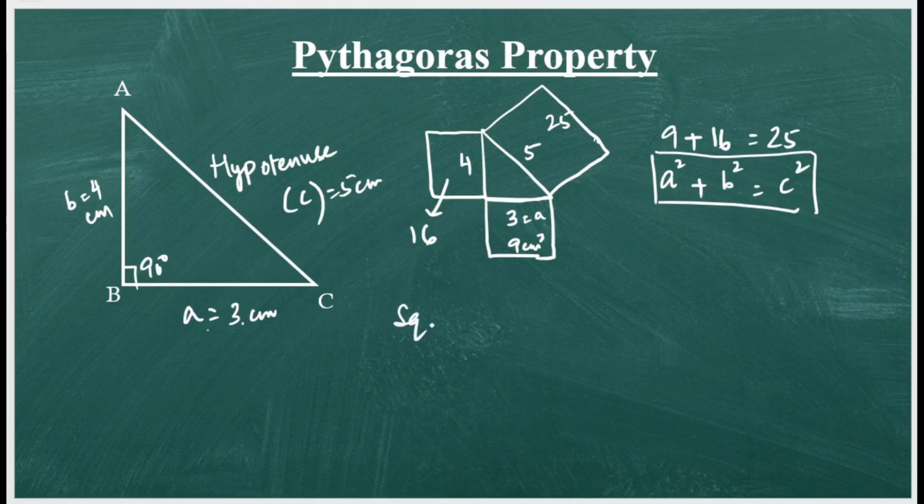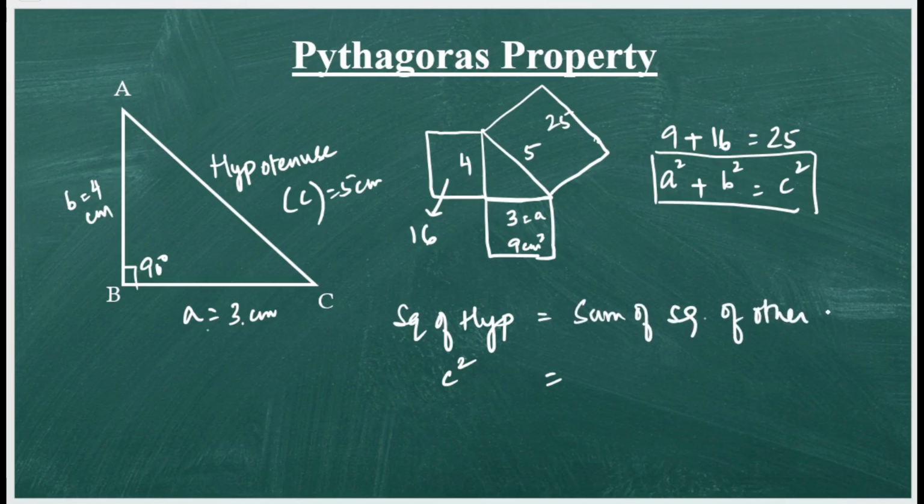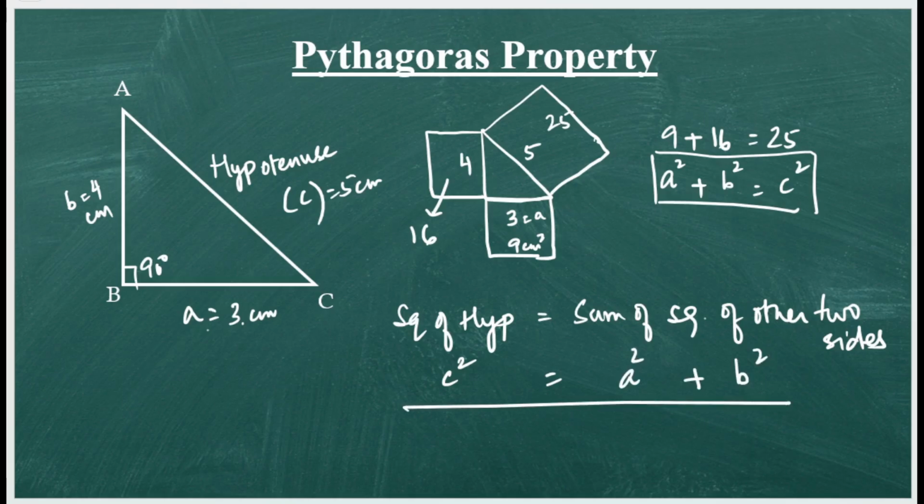That means if the sides are a, b and c, with c being the hypotenuse, then the square of the hypotenuse, and what is the hypotenuse? c. So the square of the hypotenuse is always equal to the sum of squares of the other two sides. Now which are the other two sides? They are a and b. So the sum of squares of the other two sides. So this is the Pythagoras property.